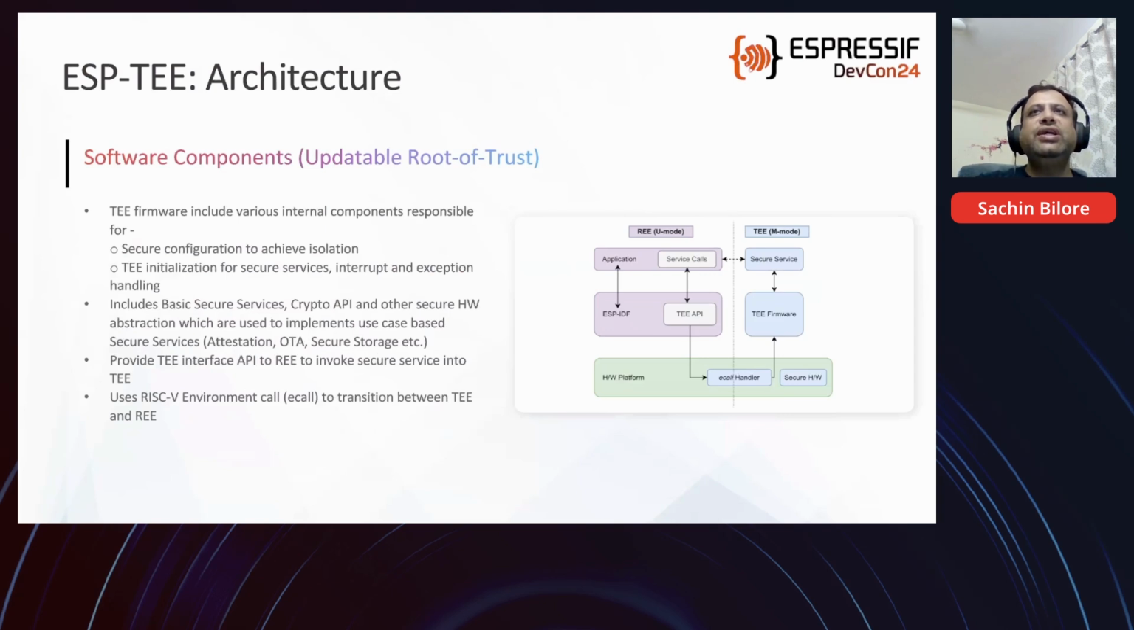So here we can see that during its execution time, whenever an application needs a service from the TEE world, it uses this TEE-provided API, which internally executes the eCall exception and switches to the TEE firmware, which routes to the secure service. And after performing the execution, it returns back to the RE application.